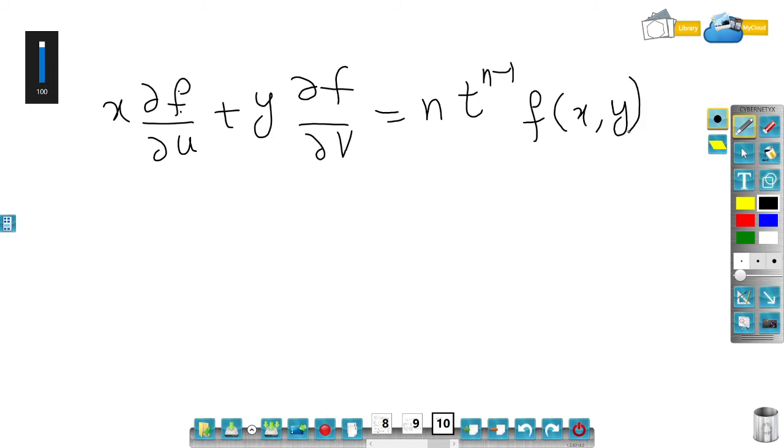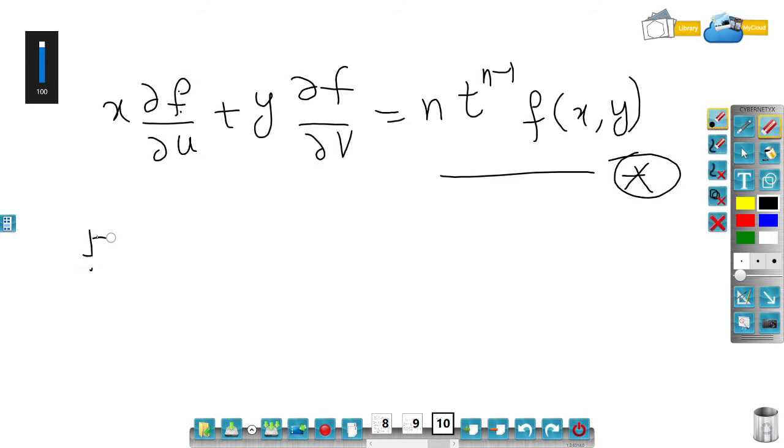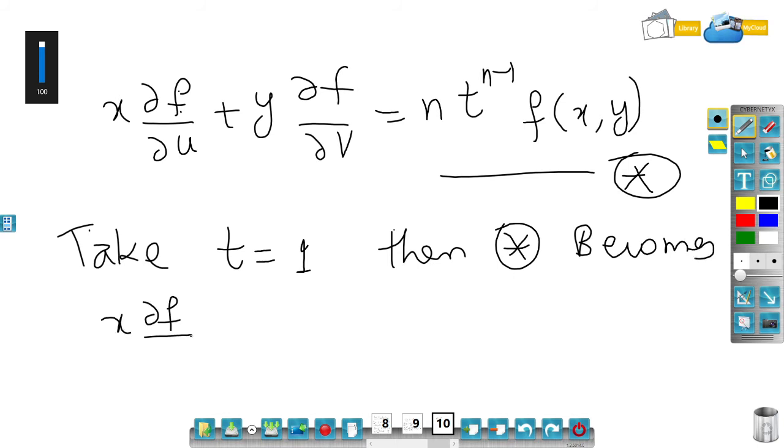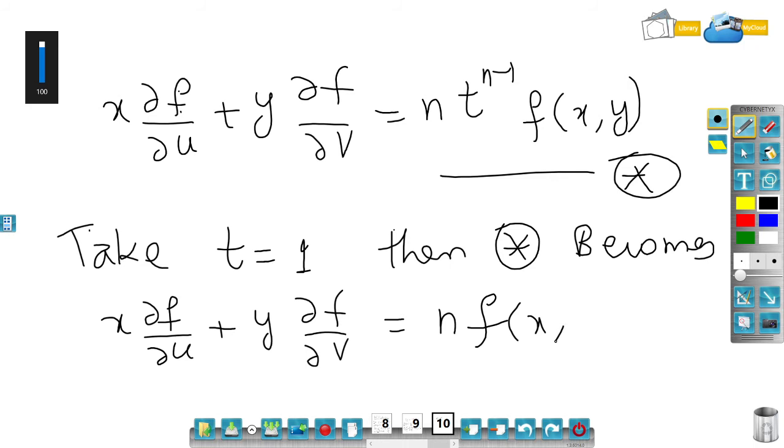Now what I'll do, let's call this as star. So take t is equal to 1, take small t is equal to 1, then star becomes, x dou f by dou u plus y dou f by dou v is equal to, here n will remain as it is, t, that is 1, to the power n minus 1 will remain as it is, f of x comma y.